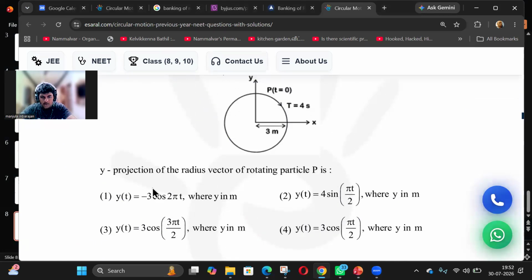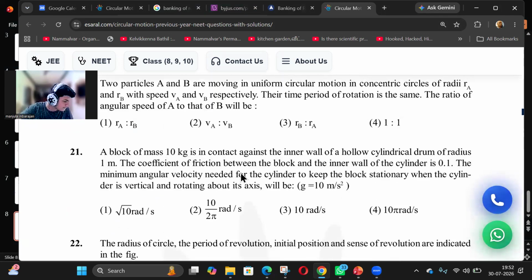Okay, okay, yes. I see, I see. Initially, the particle is here on the y-axis. It's moving like this. So if we take this as theta, cos theta is y, sin theta is x. Okay, and theta is omega t. Yeah. Clear?